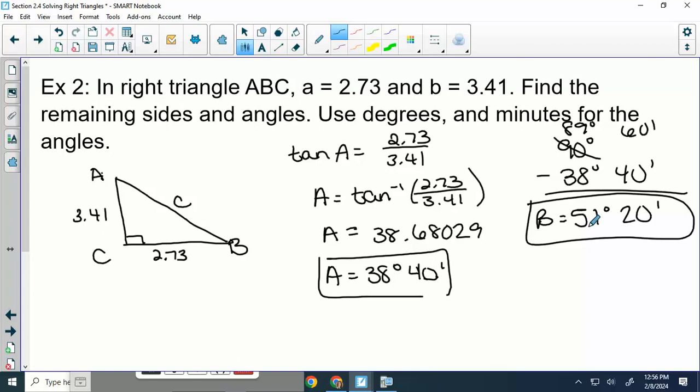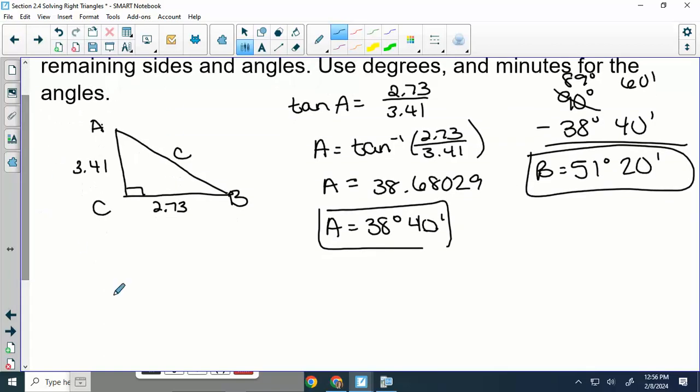How would I get side C? Pythagorean theorem. Yeah, we could do Pythagorean theorem. We could do a trig function now that we have angles. Let's just go with Pythagorean theorem. A squared plus B squared.